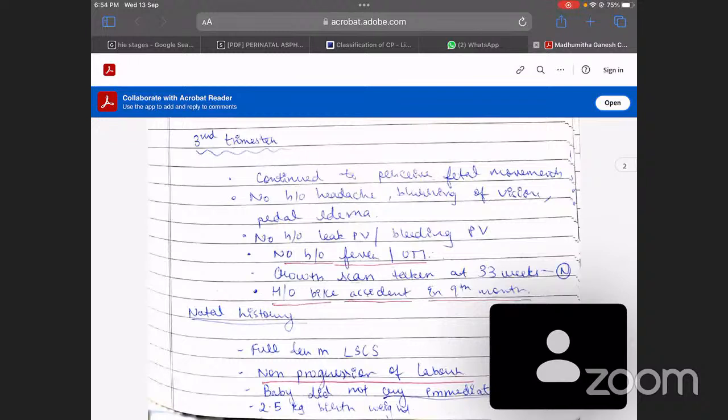Birth asphyxia is when there's lack of oxygen and blood flow to the brain. So it depends on how long the infant was deprived of oxygen and the SpO2 and how quickly the treatment is started.